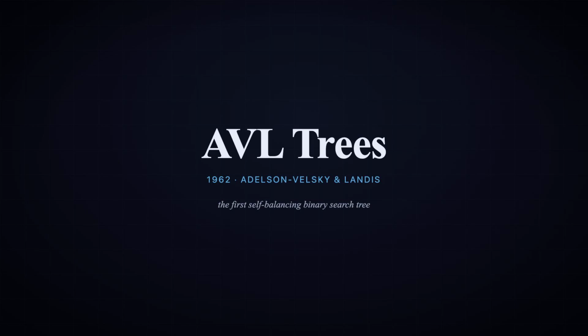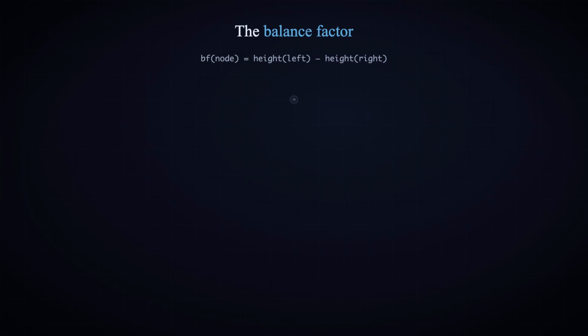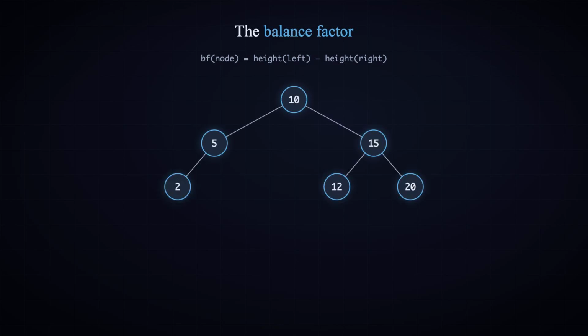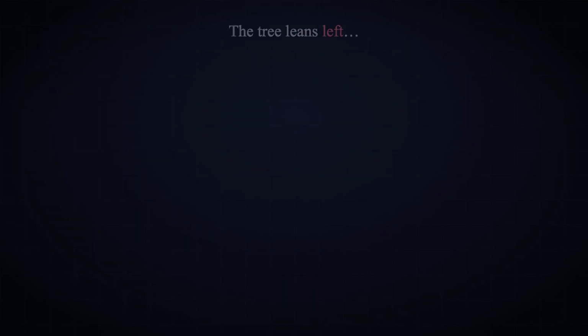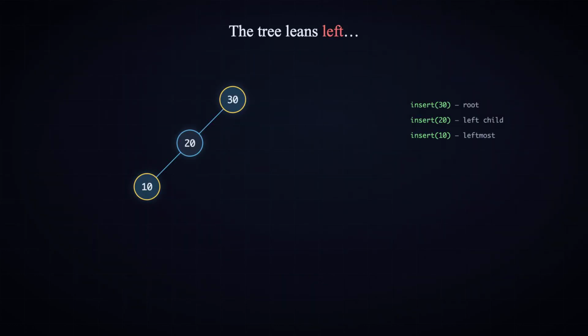The AVL tree, invented in 1962, follows one strict rule. For every single node, the heights of its left and right subtrees can differ by at most 1. We call this number the balance factor. As long as it stays between -1 and +1, the tree is healthy. When the balance breaks, AVL trees fix it with a beautiful operation called a rotation.